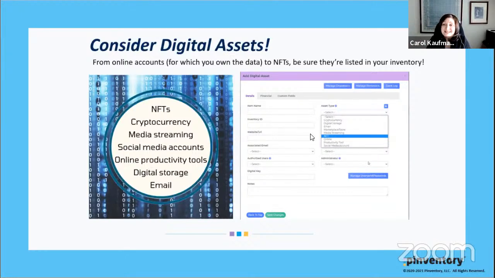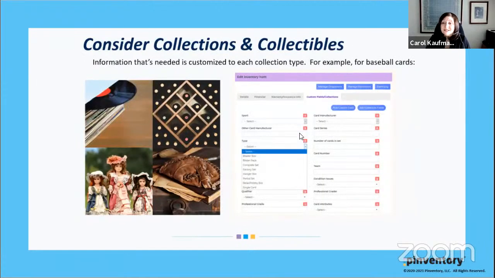Digital assets at that time weren't even that well known. So from online accounts to those non-fungible tokens, be sure that they're listed in your inventory. Consider your collections and collectibles. Some people don't want to start with a home inventory. They want to start with their prized wine collection. We have a client who has a wine collection, has 4 homes, and they have a very, very expensive wine collection piece of software in the thousands of dollars. They have opted to use Pinventory to keep track of everything because it's easy and it's fun.